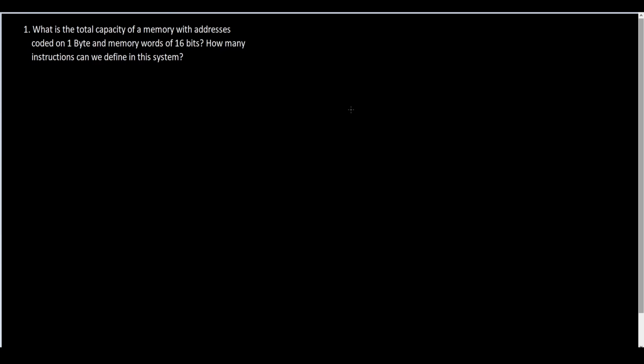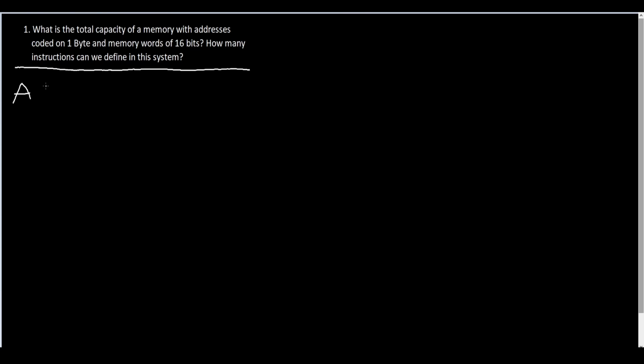Hello. So, we have this example question here that you might see on a midterm. What is the total capacity of a memory with addresses coded on 1 byte and memory words of 16 bits, and how many instructions can we define in this system? So let's start off by writing down what we do know, and we'll go from there.